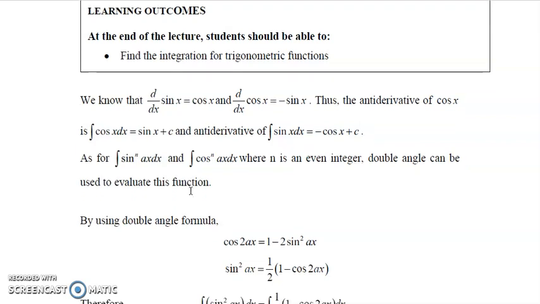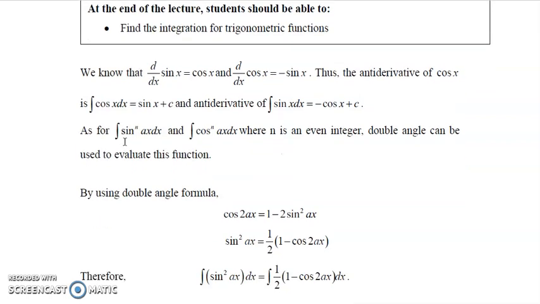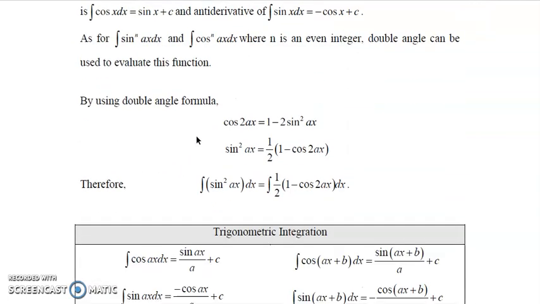Okay, and then the next one, we are going to learn how can you integrate if you are having sine power of n or cos power of n x here, where n is an even integer. Double angle can be used to evaluate this function. So using double angle, as we know, cos 2ax will be 1 minus 2 sine squared ax, right?